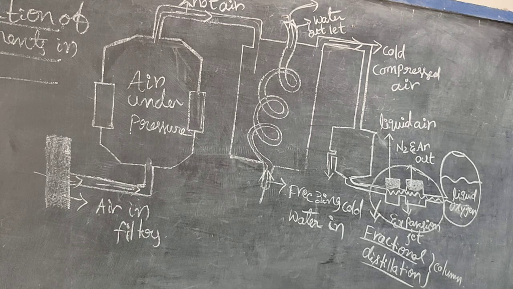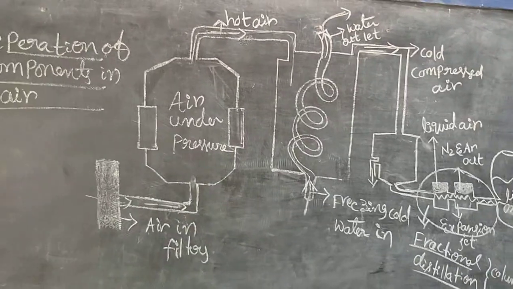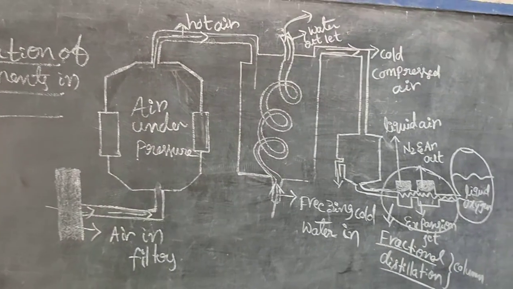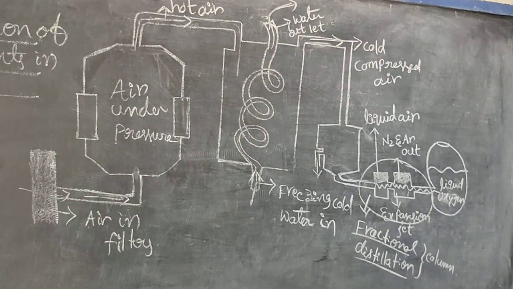The cold compressed air is then introduced into the third device, which is directly connected to a fractional distillation column. In that fractional distillation column, we can separate the remaining unwanted air particles, nitrogen and argon. The remaining liquid oxygen we get into a separate device. This is the separation of components in the air. There is no need to memorize the process; just by seeing the diagram we can write the answer.